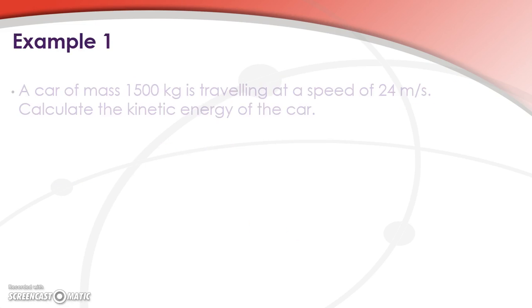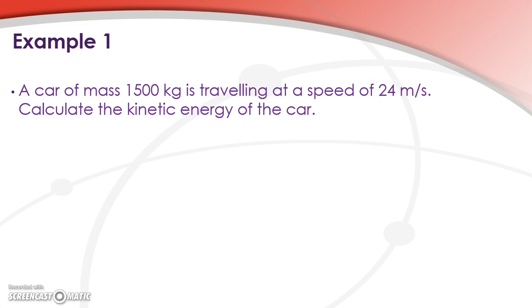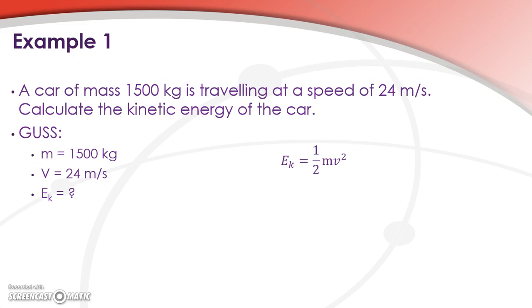Okay, so let's apply it to an example. A car of mass 1,500 kilograms is traveling at a speed of 24 meters per second. Calculate the kinetic energy. Well, pretty straightforward. We know the mass, we know the velocity, and we know our expression now for kinetic energy, 1/2 mv squared. And we can quickly calculate out and get 4.3 times 10 to the 5 joules. Note that that should be an exponent.